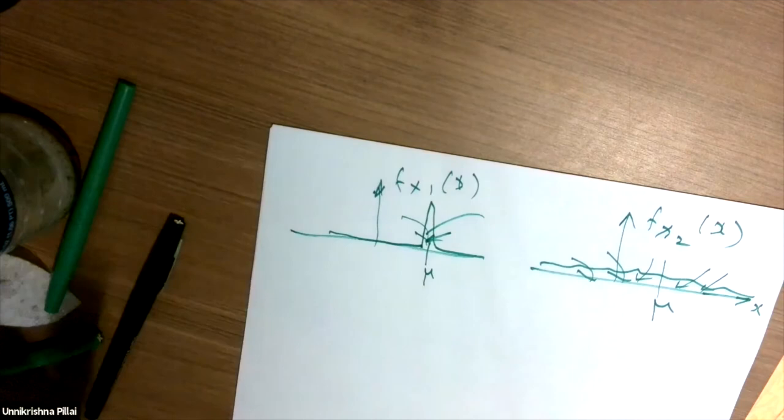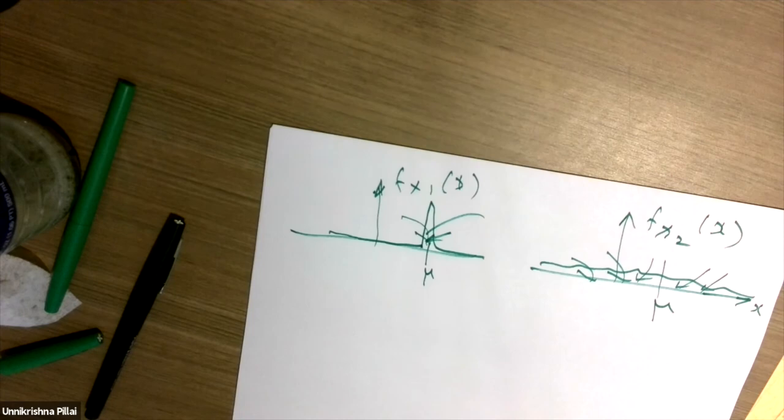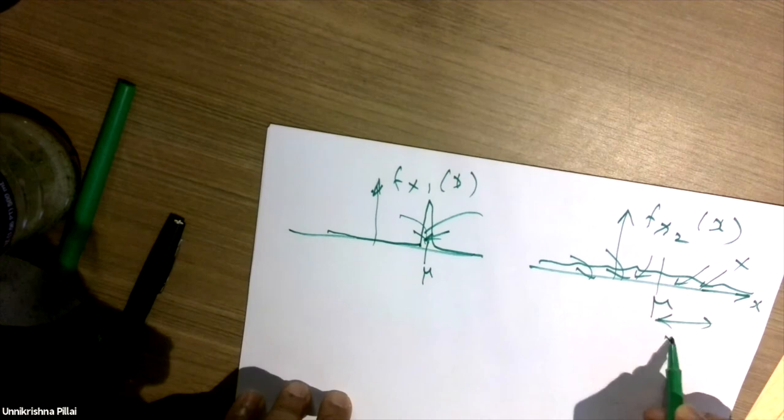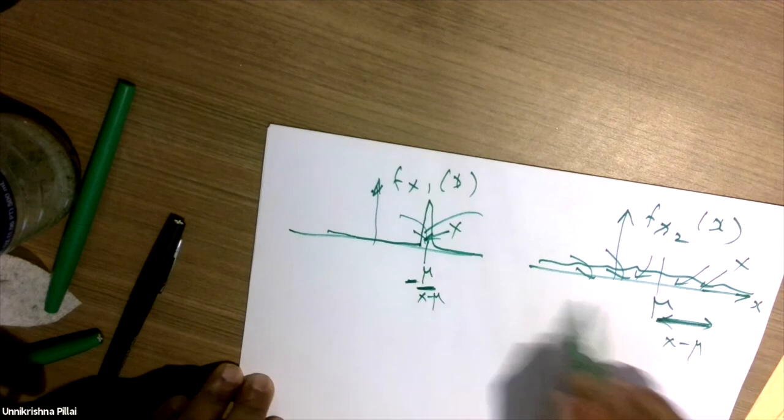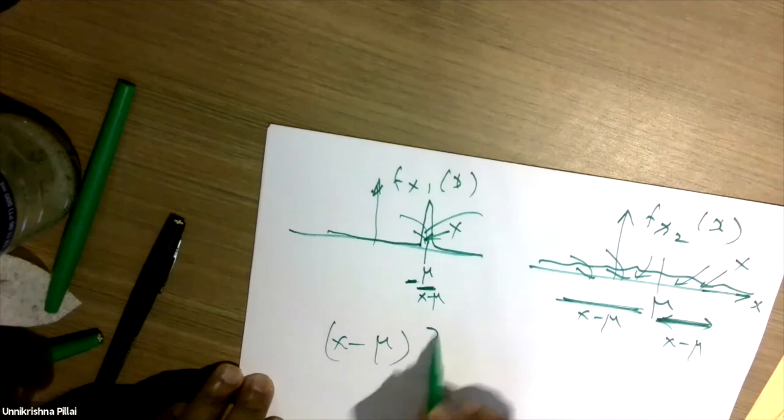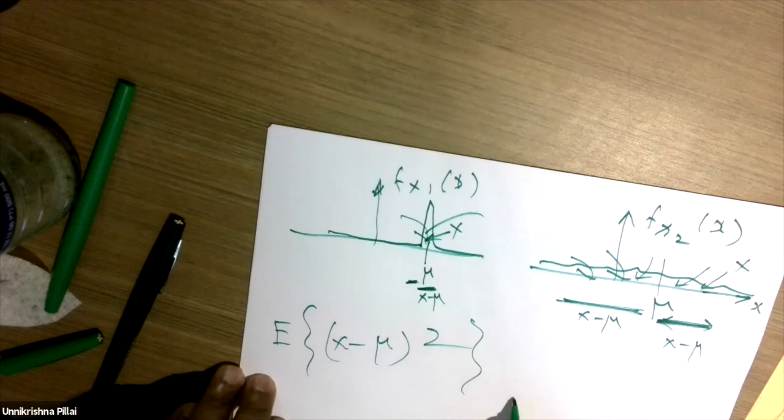So we need a measure for that deviation. So this is an observation. x minus mu is this. Whereas here x is here, so x minus mu is small, whereas here x minus mu is large. But x minus mu could be positive or negative. So to get a measure, let's square it so the sign doesn't matter. Then let's take the expected value. So this is physical. Or you can take a square root.